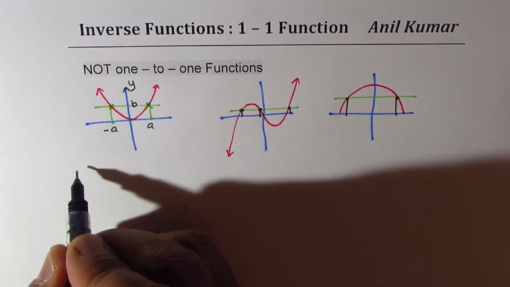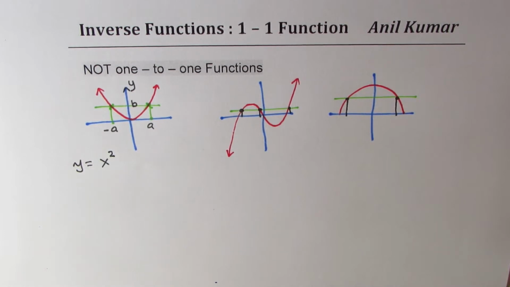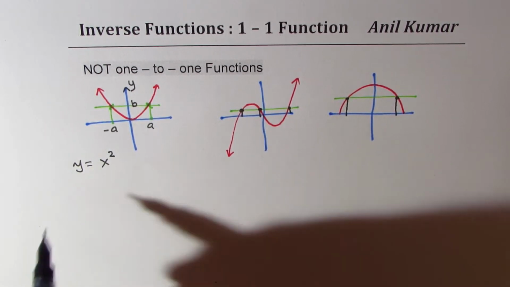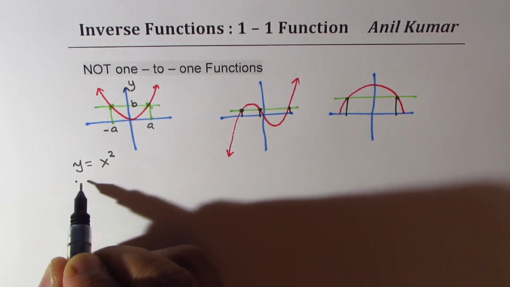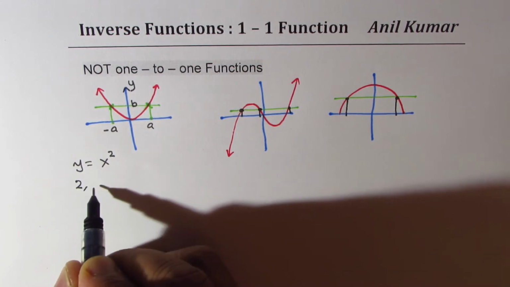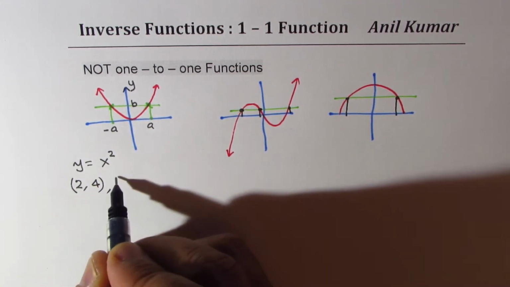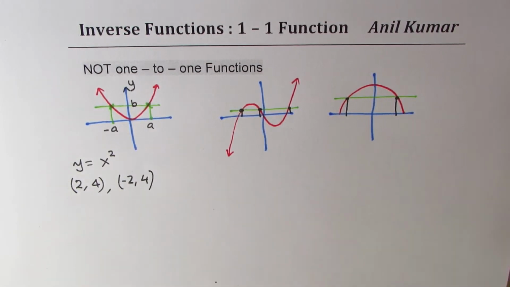To give you an example, if I have y equals x squared as our function, then the point which is, let's say, if the x value is 2, in that case the y value is 4. And we also have a point where x value is minus 2, y value is 4.